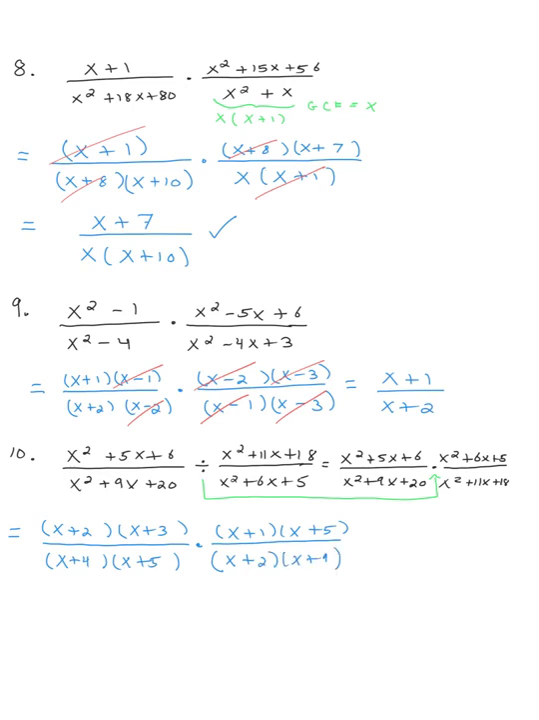It's completely factored. I can cancel all the common ones, which are x plus 2 and x plus 2, x plus 5 and x plus 5, and that is it. All that remains is x plus 3 times x plus 1 divided by x plus 4 and x plus 9, and that's my final answer.